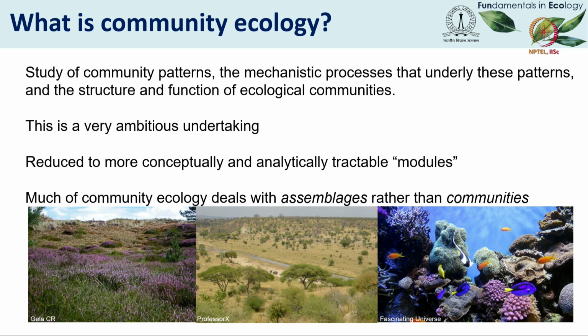Community ecology is the study of patterns in ecological communities and the mechanisms that underlie those patterns. So if you look at a community and you say, here is a community where there are 100 species, of those 100 species, 10 species are very common, 90 species tend to be rare. That is a pattern that you're observing in the community. And then the question is, what is the mechanism that underlies that pattern?